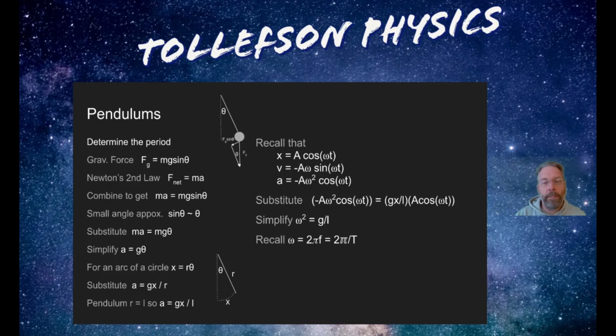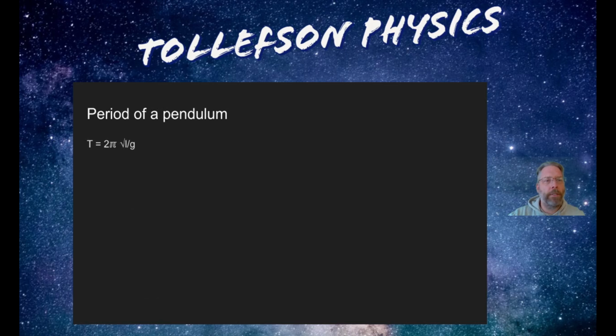And then we're going to do the same trick that we did before, where omega equals 2 pi over the period. I'm going to substitute that in, so I get (2 pi over the period) squared equals g over L. And I'm going to solve for T. And so when I solve for T, I get T equals 2 pi times the square root of L over g. No mess.